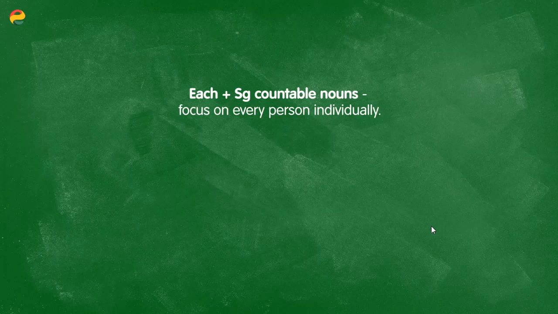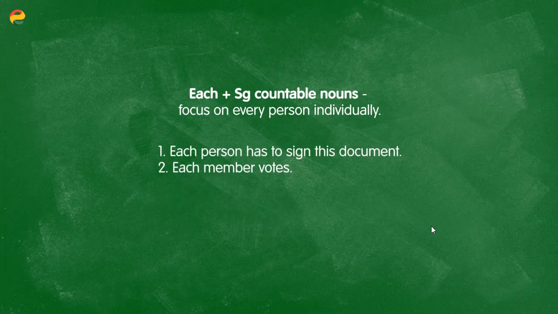Now we also have pronouns like each combined with a singular countable noun, and it has the meaning of something like one by one, where we focus on each person individually. Just like in the sentence, each person has to sign this document, or each member votes. Here, I'm adding emphasis and I'm saying that each person, everyone, but each person must, and we use singulars.